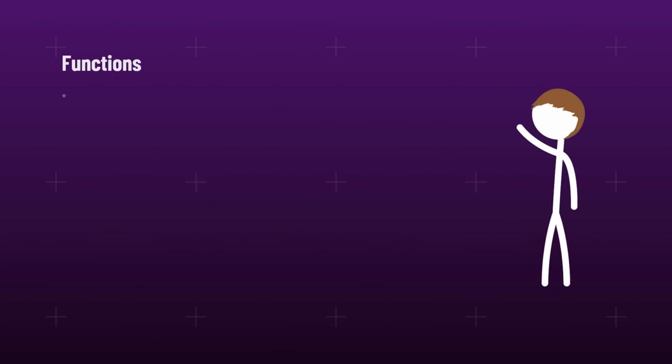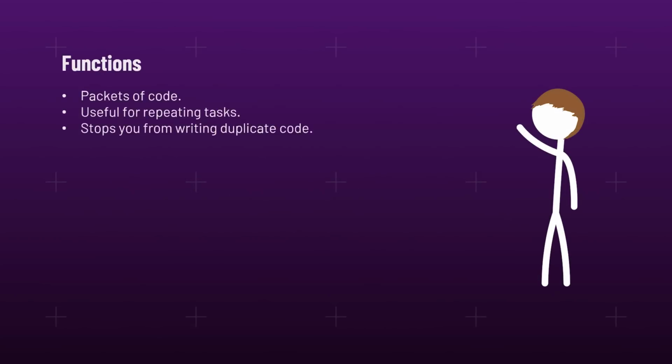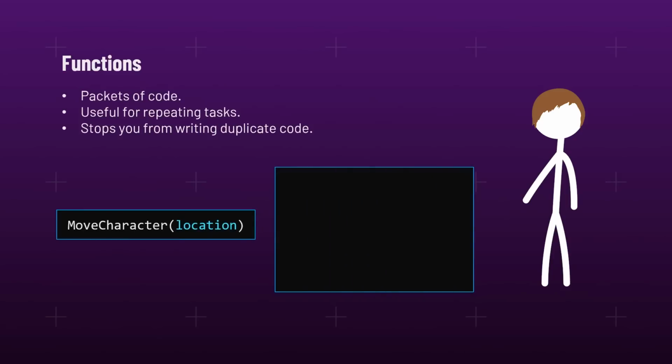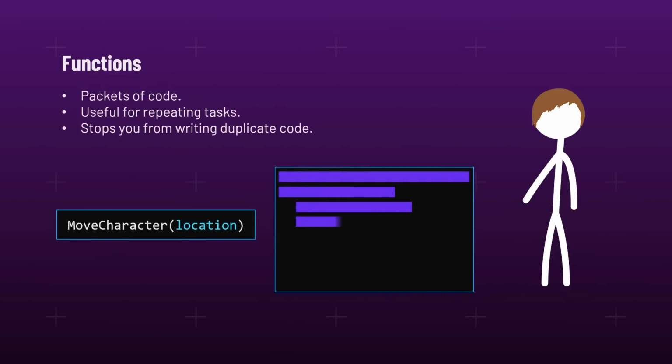Functions are like packets of code that you can call upon to repeat tasks without having to write out the individual instructions all over again. For example, if I was creating a video game, I might have a function called moveCharacter, where I can give it some information and it will move a character to a location I provide.